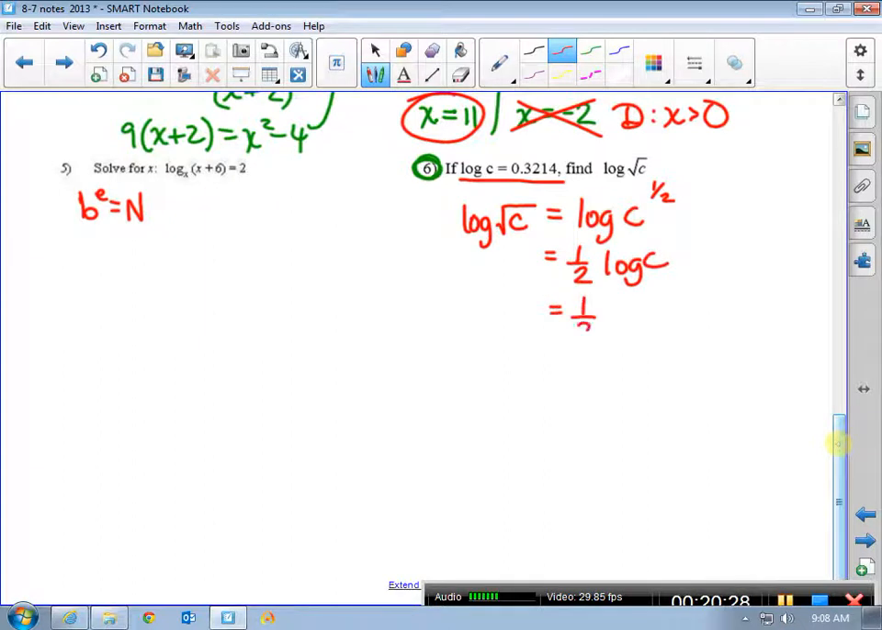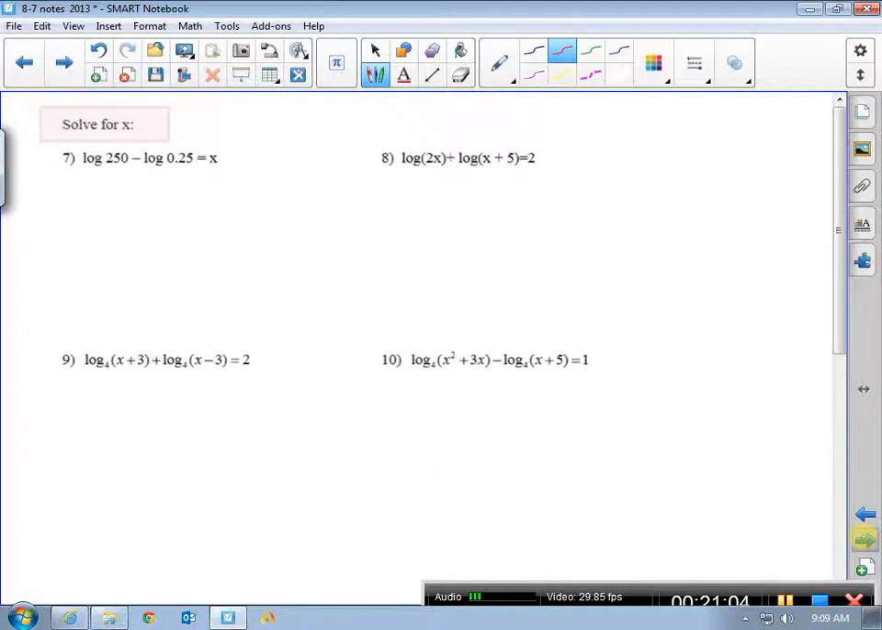And they gave us log c, so we're just going to put that value in there. So we're substituting in the value that they gave us in this particular problem. Log c is given. And all we have to do is multiply 1/2 times 0.3214, and we have our answer. All right, that one wasn't bad, but it was different. Let's take a look at the last page. See what our strategies might be.